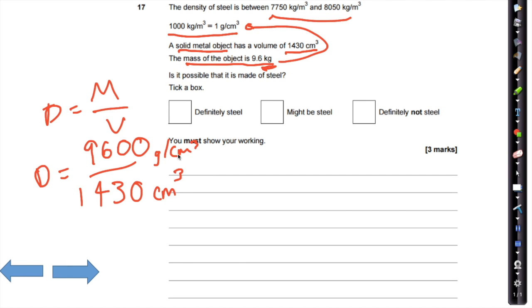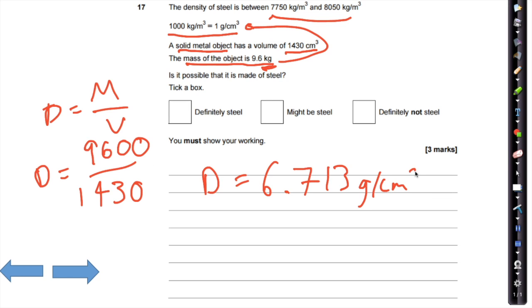Okay. Now, as our units are the same, we're both dealing about centimeters cubed here, we can divide and know that our units are going to be correct. So let's divide these two. 9,600 divided by 1,430 is going to give us roughly, so the density of 6.713. Okay, so our density is going to be roughly 6.713, and that is in grams per centimeters cubed.